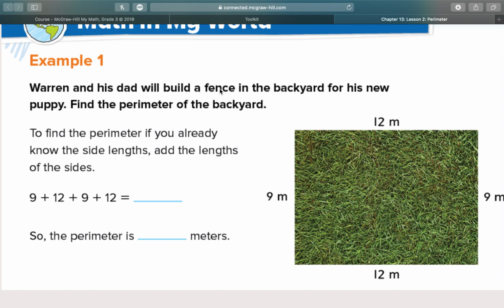Okay, to find the perimeter, if you already know the side lengths, just add the lengths of the sides. In this picture, they show us the side lengths. We see that it's 12 meters this way and 9 meters this way. So all we have to do is add 9 plus 12 plus 9 plus 12.